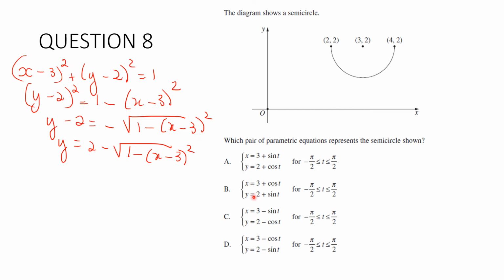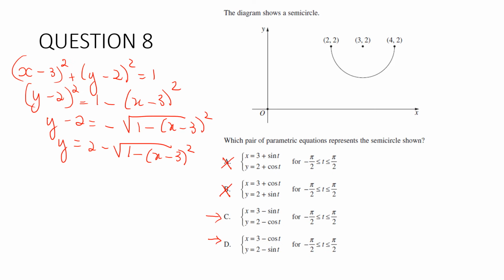Now that's going to happen in every single case. We can see here that we've got the minus that we want, but in these two cases we don't, they're pluses. And so we can eliminate A and B. Now I'm just going to plot some points, some values for t, to try and distinguish between these two.